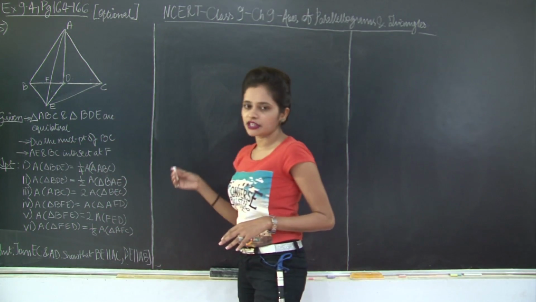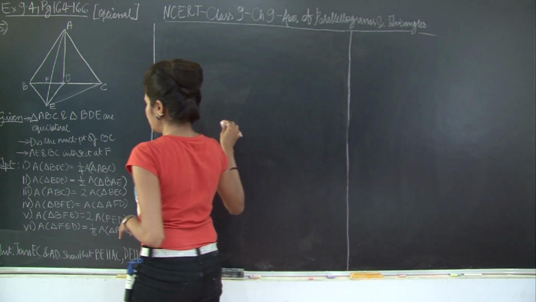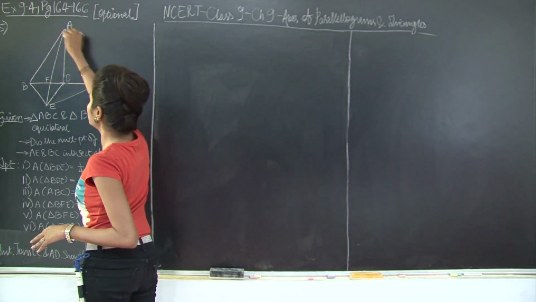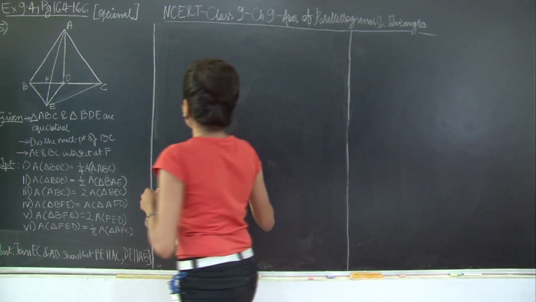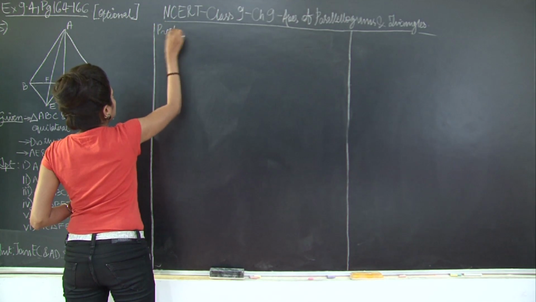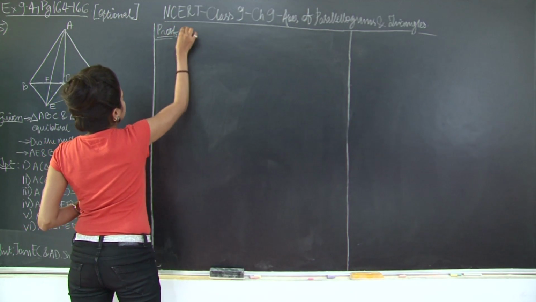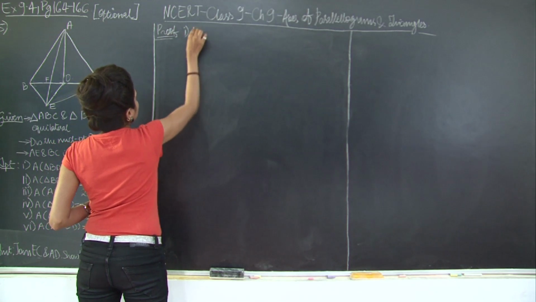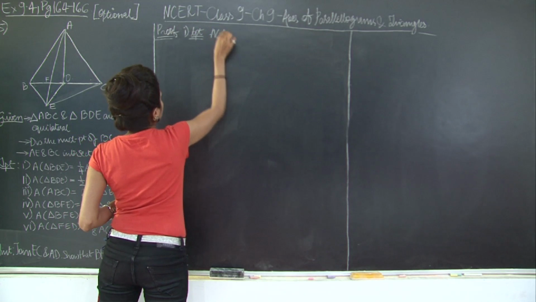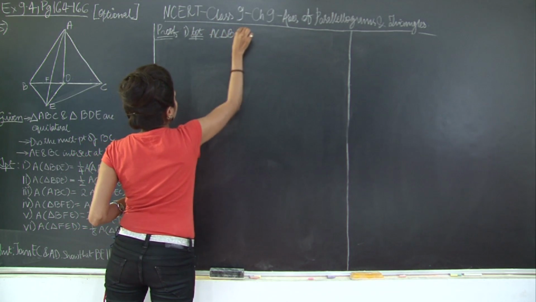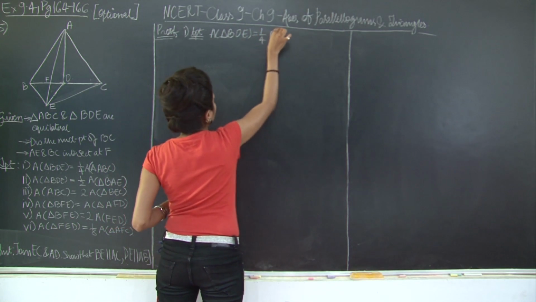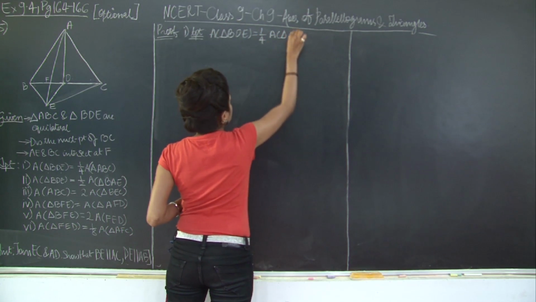So the first thing that we need to prove is area of triangle BDE. Area of triangle BDE is equal to 1/4 area of triangle ABC. So let us just write what we need to prove, because there are 7 things that we need to prove. To prove that area of triangle BDE is equal to 1/4 area of triangle ABC.